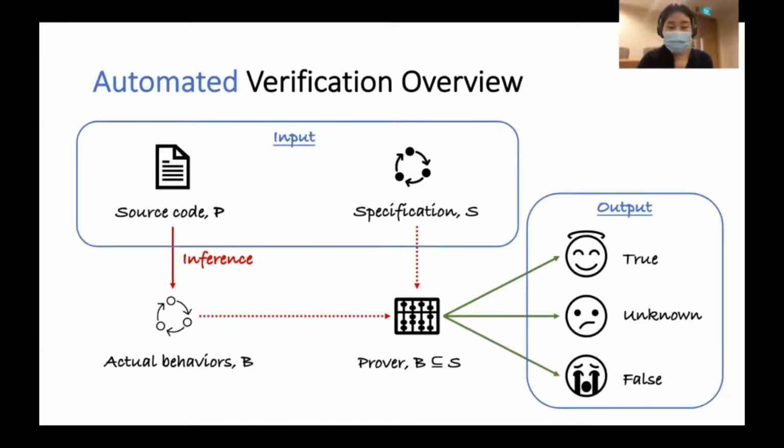Then automated verification means that we only take the input, the source code P and the specification S, and the output we get is the feedback from the prover, leaving everything in the middle, including the inference process and also the proving process, all automated.